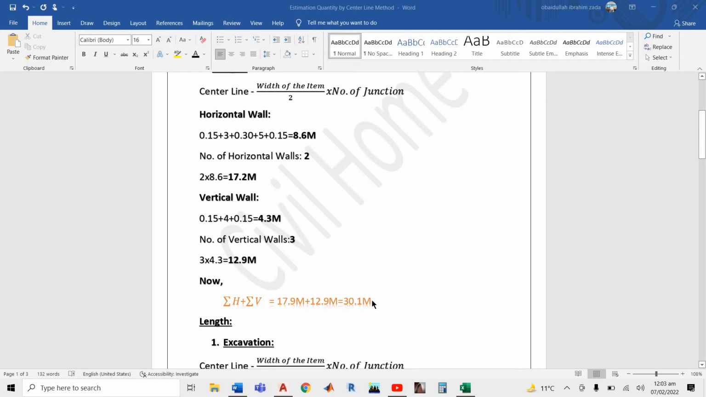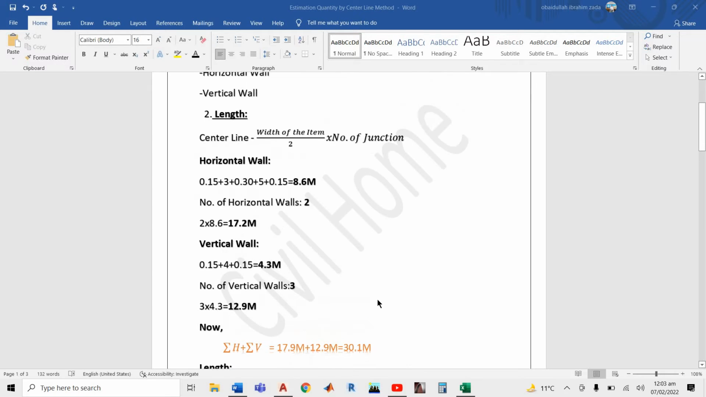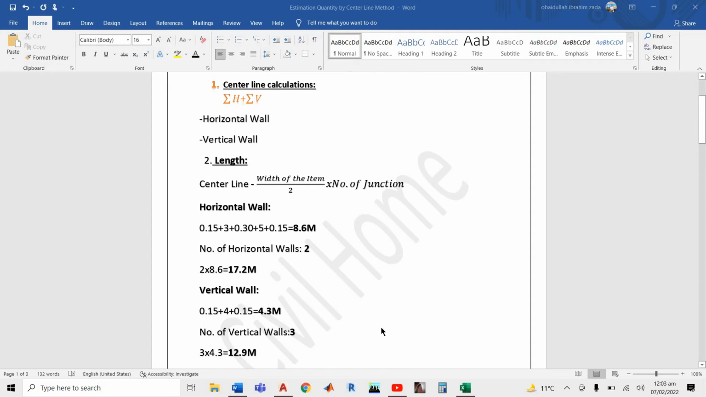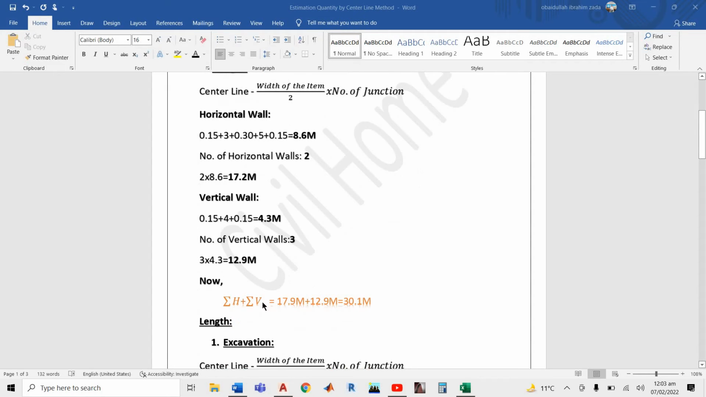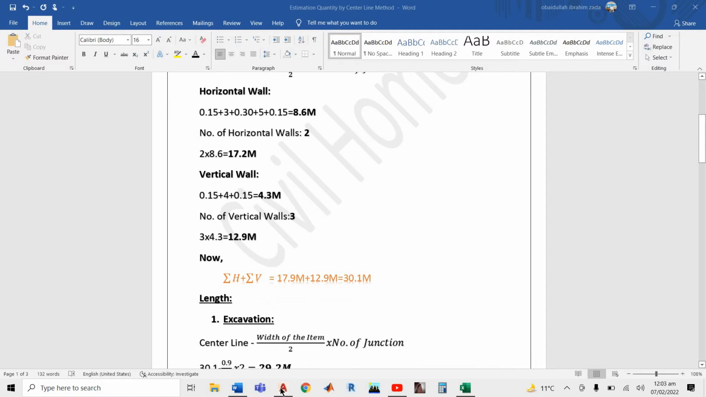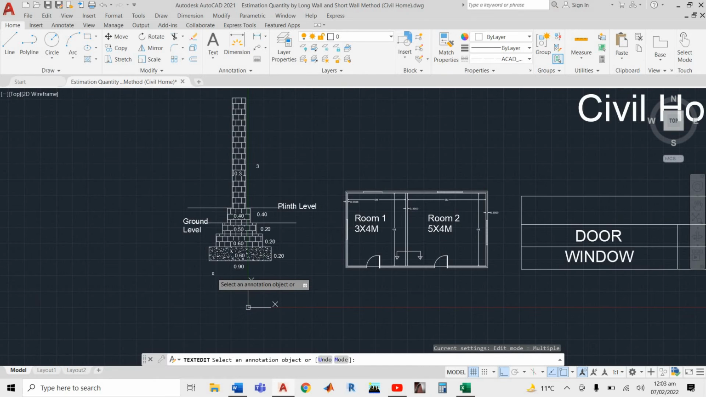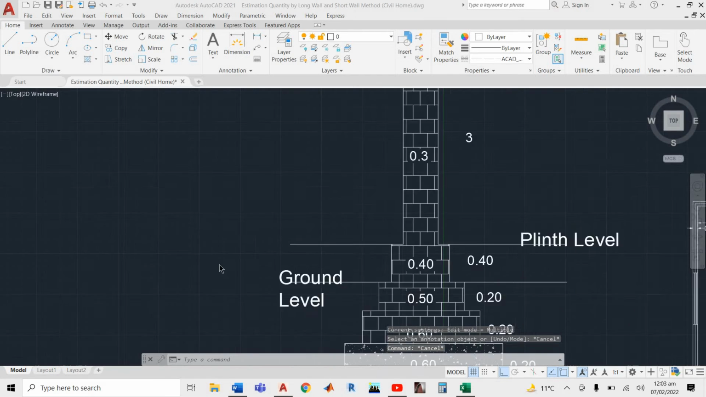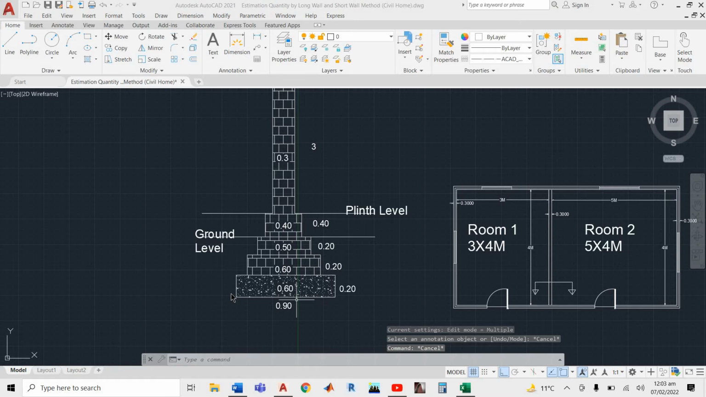It becomes 30.1 meter. 30.1 meter is the total length of the center line in horizontal and vertical walls. It becomes 13.1. Now we are moving on to the cross section. In the cross section, first of all, we have earthwork or excavation. Excavation will be done up to ground level.